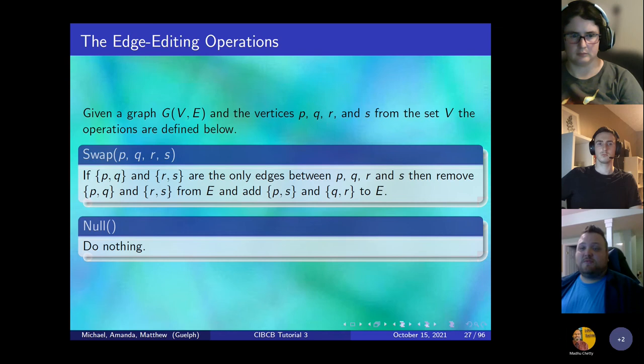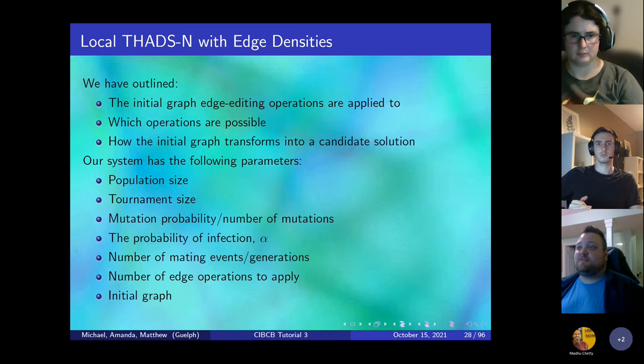And lastly, null, which does nothing. Okay, so what have we outlined? We've outlined the initial graph that edge editing operations are to be applied to, which operations we could apply to those graphs, and how we transform that initial graph into a candidate solution.